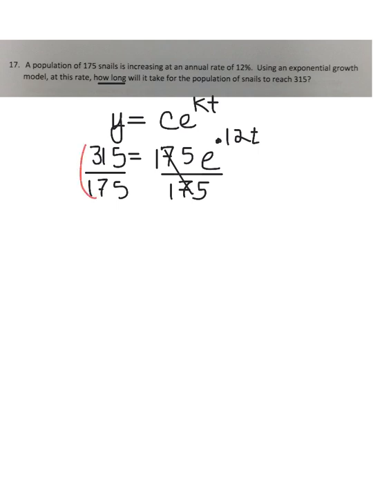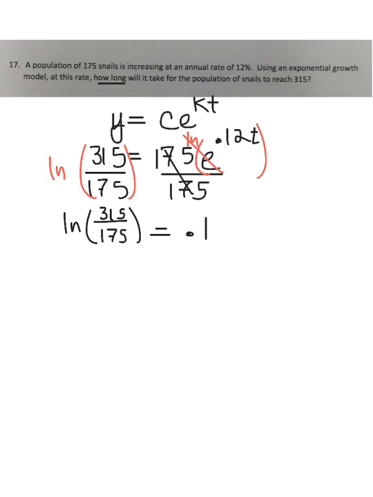So I am going to take this, and I'm going to ln that side, and I'm going to take this, and I'm going to squeeze in an ln there. And remember, that will cancel out the e, because the ln of e is 1. So on the left here, I'm going to have the ln of 315 over 175, sorry about that. And then over here on the right, I'm just going to have 0.12 times t.